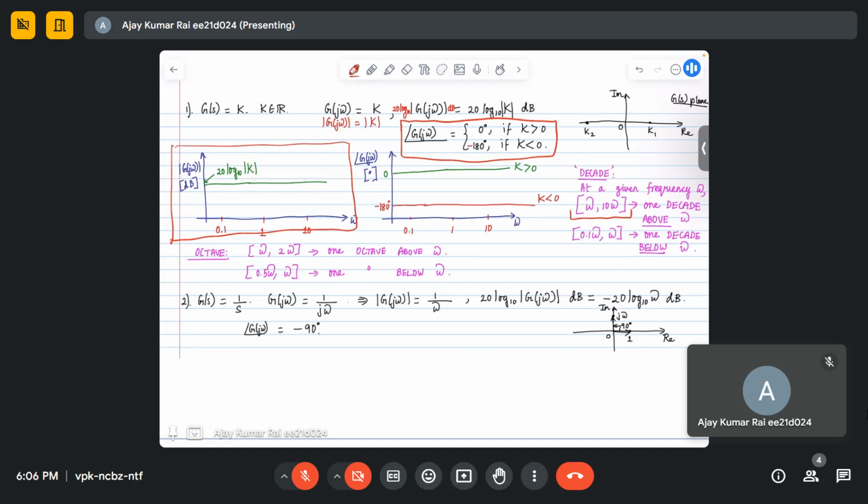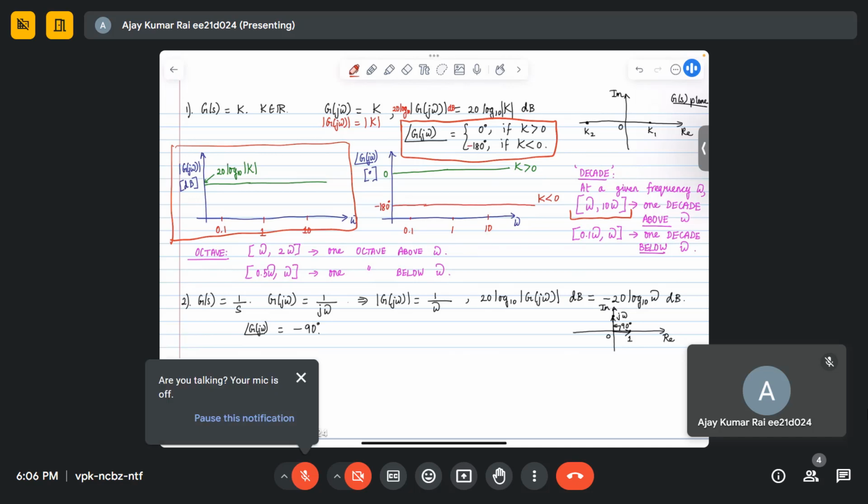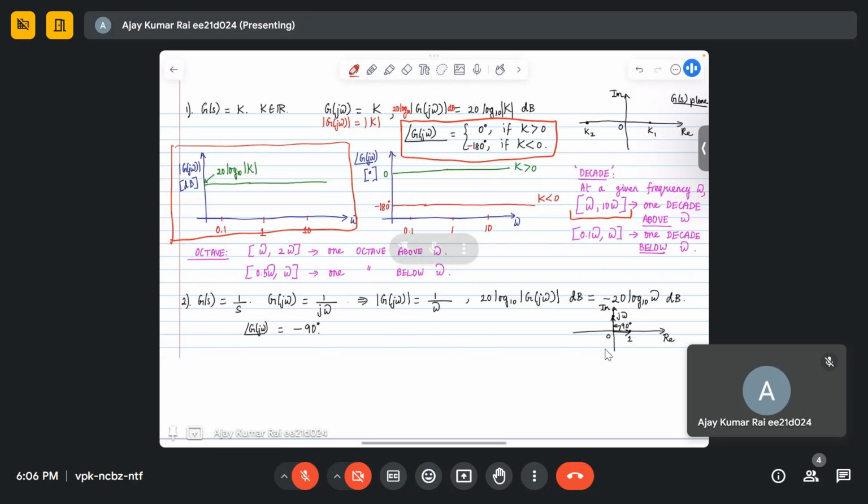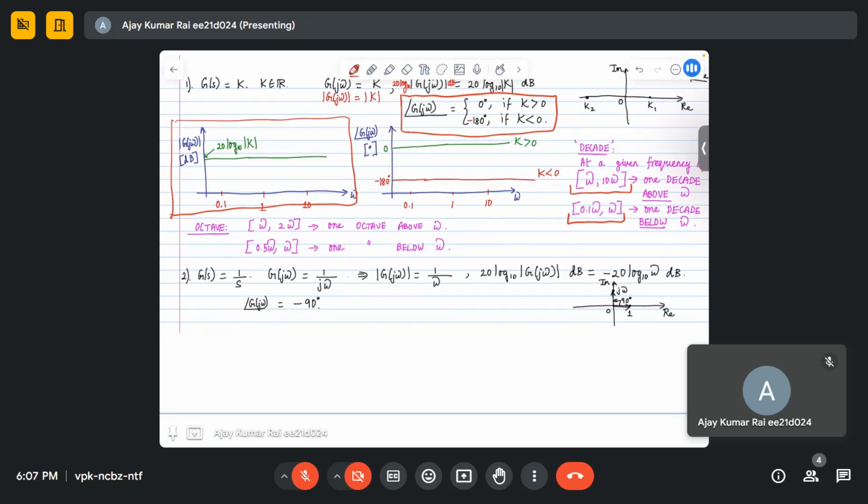And similarly, another example is, this is 1 decade above omega, and if you take 1 decade below omega, then it will be from 0.1 omega to omega. Okay, so another thing is, decade we have seen. Another is octave. If we take this range omega to 2 omega, then we say this is an octave, so we can go above and below also.